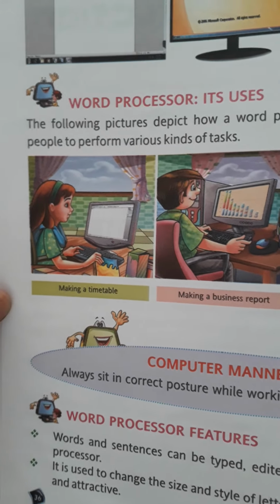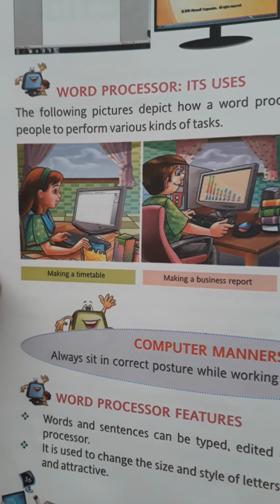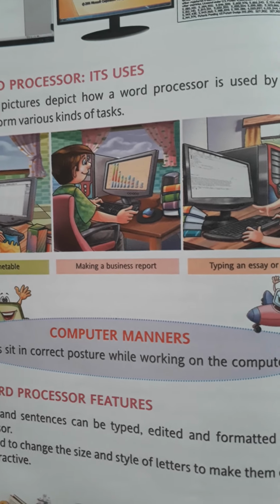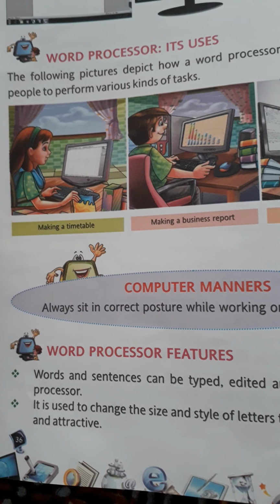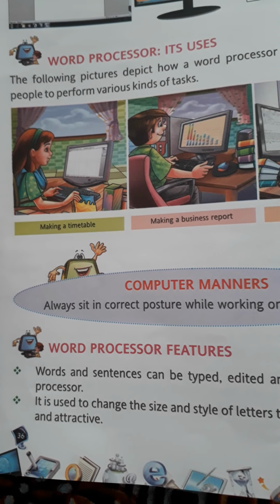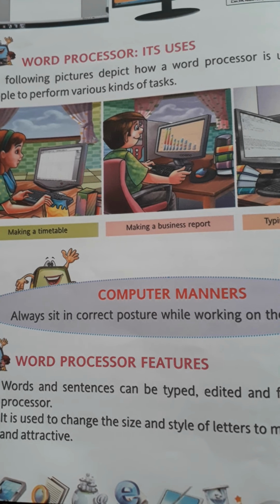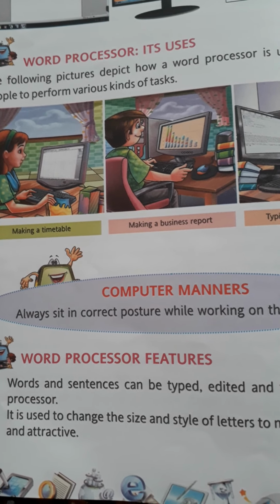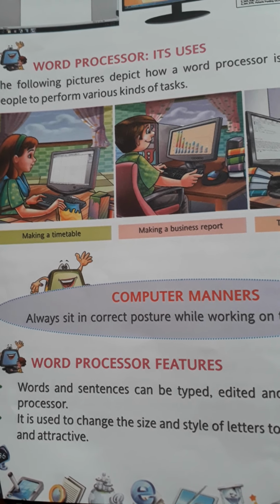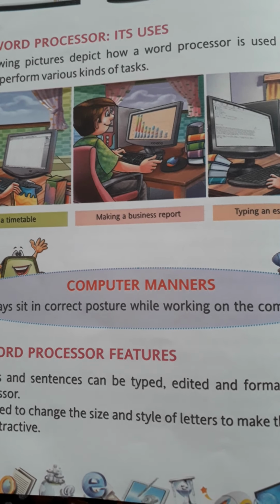Word processor, its uses. We can use a word processor to do many things like making a timetable, making a business report, typing an essay or letter. Word processor features. Let's see some of the features of word processor software. Words and sentences can be typed, edited and formatted by a word processor. We can write any letter, words and sentences. It is used to change the size and style of letters to make them colorful and attractive. We can increase or decrease the size of the text also.